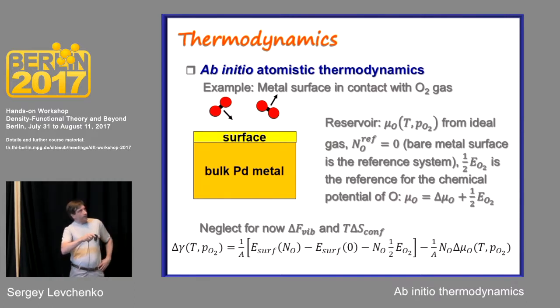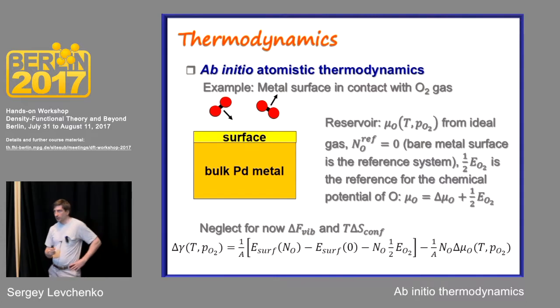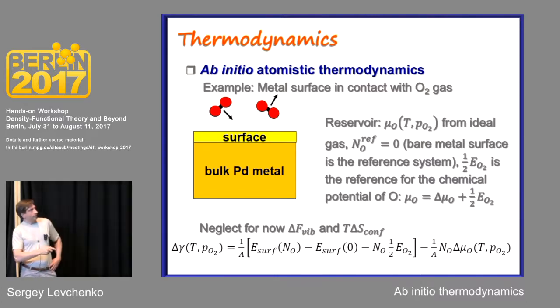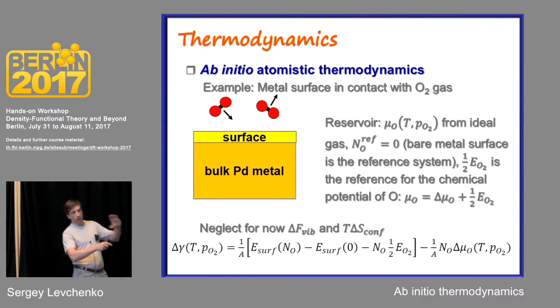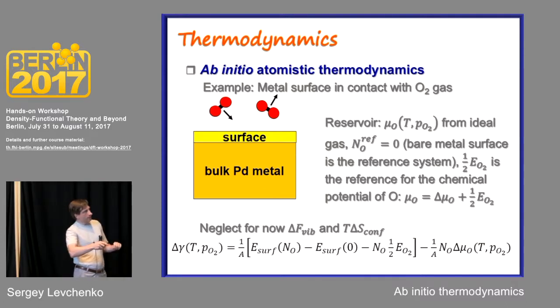Now, for now, we neglect the vibrational contribution and also configurational entropy. With this approximation, we can write the surface free energy like this. So it's the energy of our slab with a certain number of oxygen atoms at the surface in a certain configuration, minus the energy of the bare metal surface, minus number of atoms times the half of energy of oxygen molecule, and this term, where this is the number of oxygen atoms times the chemical potential.